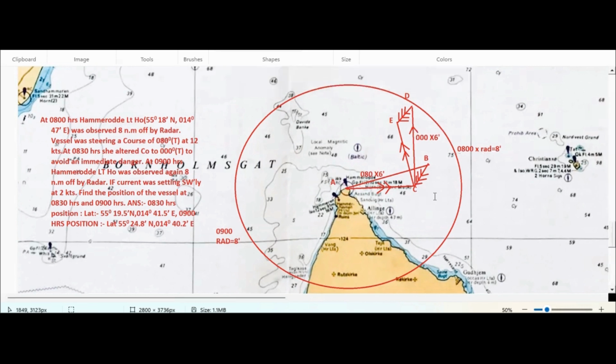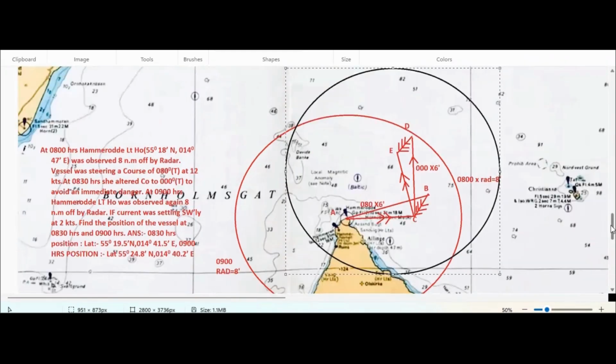Is correct. Now I will be transferring the position circle. Same circle, because at 9 o'clock also the vessel was 8 miles off. So I will be transferring the same circle with respect to the E point. Okay, so this is the same circle I am drawing, and the center of this second circle is E.